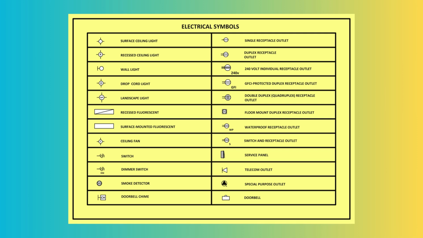Electrical symbols shown here are standardized graphical representations used in electrical construction plans and layouts to depict various electrical components and connections. These symbols are essential for electricians, engineers, and architects to understand and communicate the design and layout of electrical systems. Common electrical symbols include those for switches, outlets, fixtures, wires, grounding, and other electrical elements. By using these symbols, technical professionals can create clear, concise, and easily understandable electrical drawings.